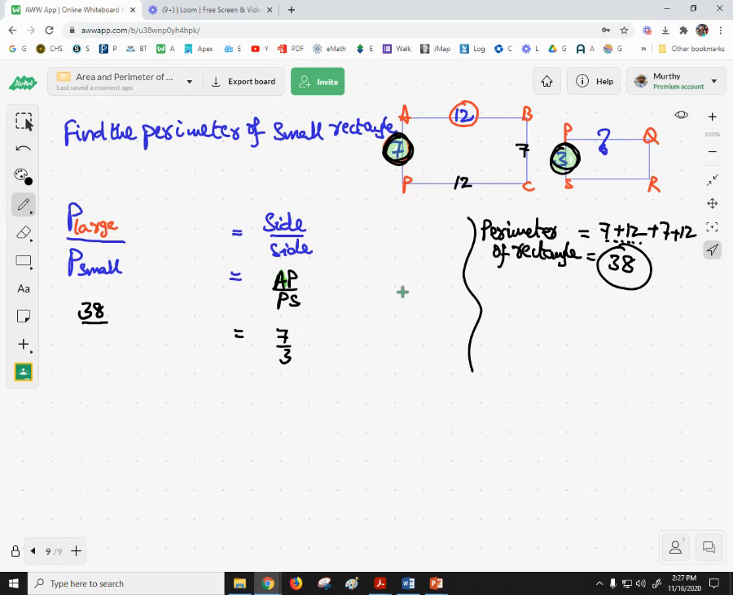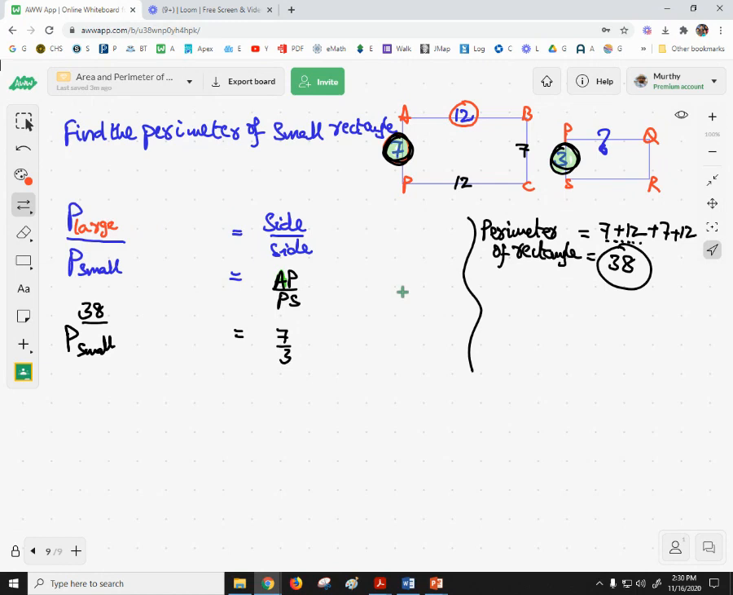And to compute the perimeter of the small rectangle, I don't know all the sides. Only one side is given as 3. The second one is missing. So I can't use any formula. So it is the perimeter of the small rectangle. Yes, we go for cross multiplication at this point.